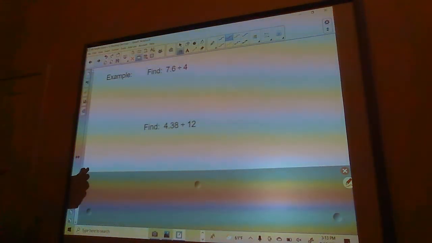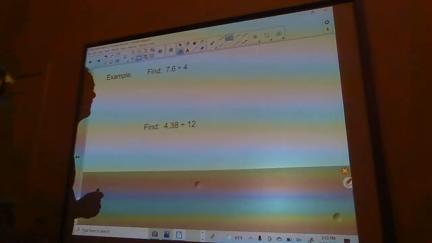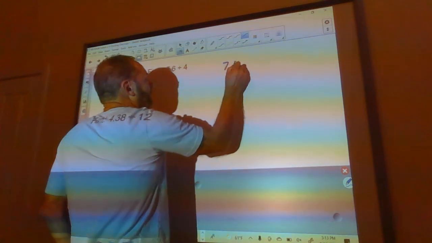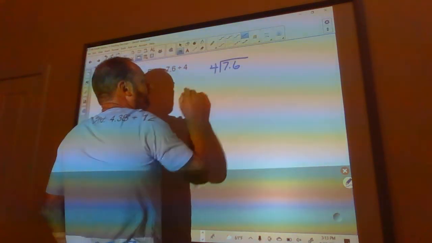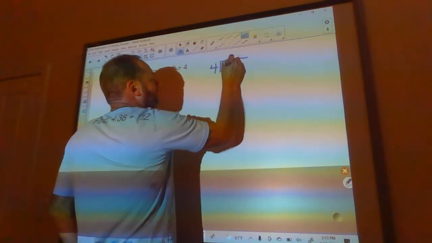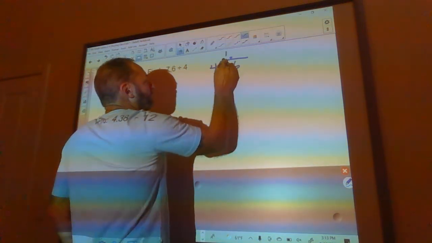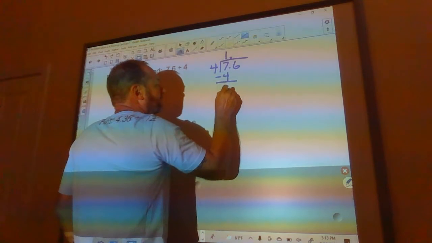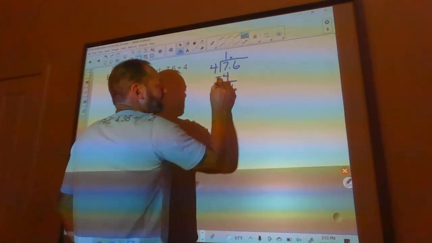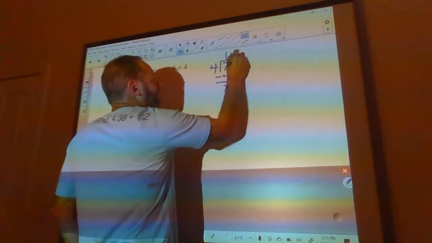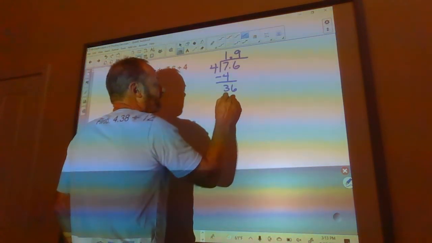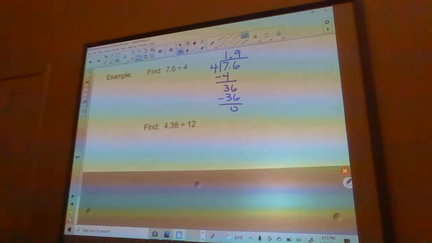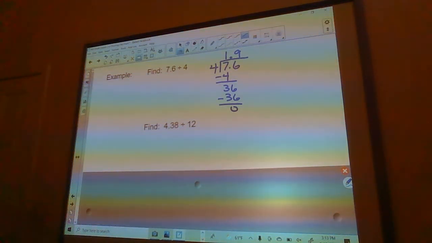So let's do 7.6 divided by 4, just like this. Move your decimal straight up. 4 goes into 7 once. 1 times 4 is 4. Subtract, I get 3. Drop down my 6. 4 goes into 36 9 times. 9 times 4 is 36. Subtract, I get 0. So I'm done with that one. The answer is 1.9.